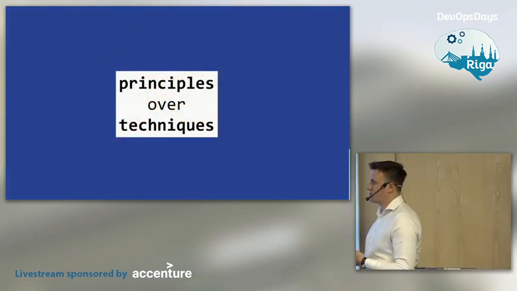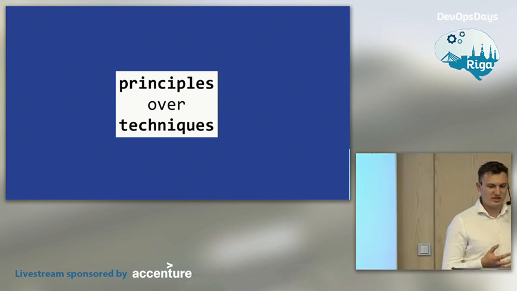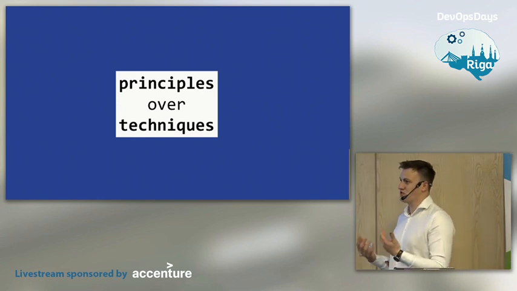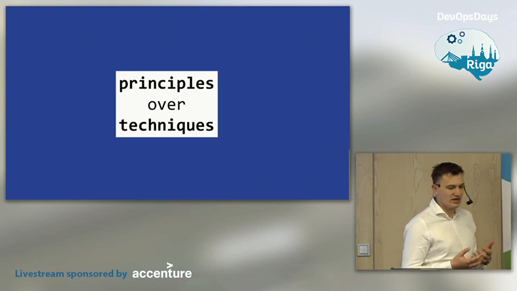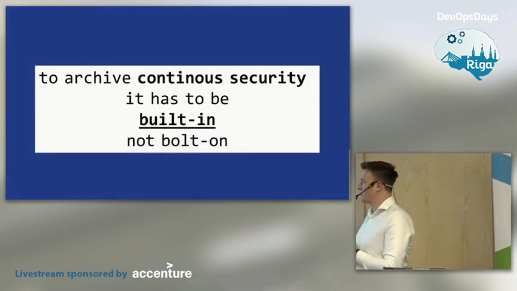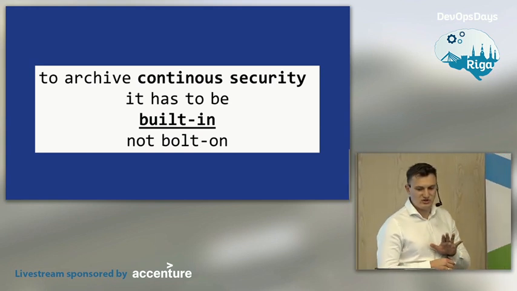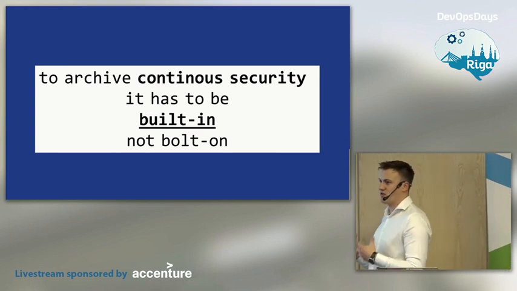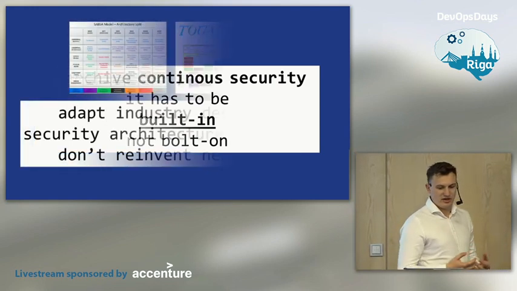One thing is very clear about security: principles are much more important than techniques, because principles of how to secure something don't change as much as techniques change over time. One of the main principles is that continuous security has to be built in, not bolted on. It has to be an integral part of each process, each thing that you are doing.